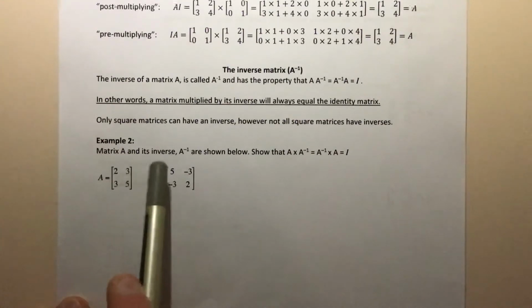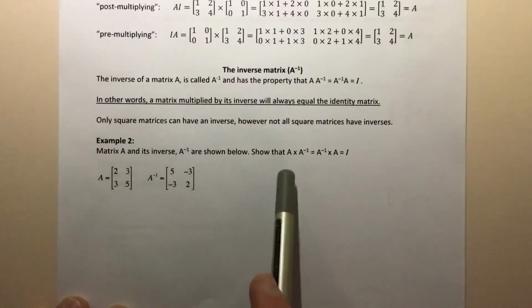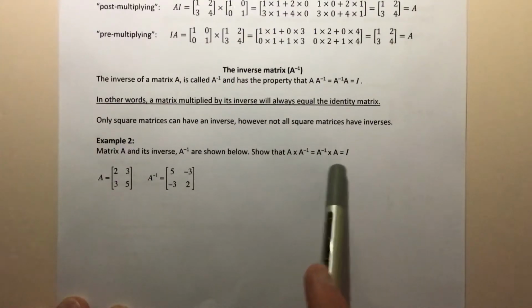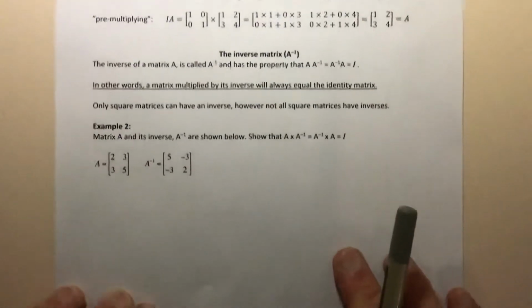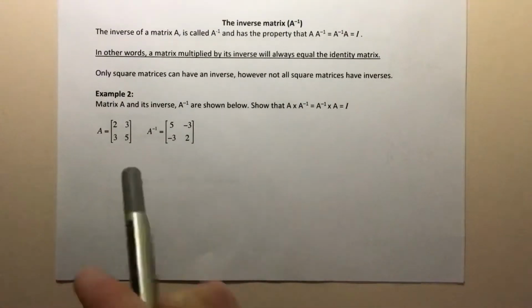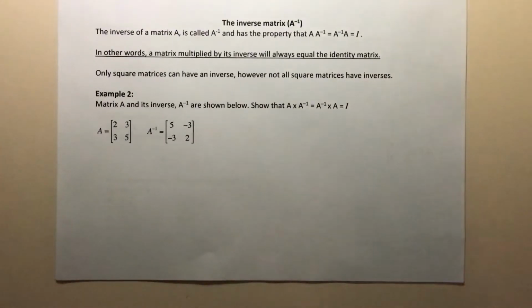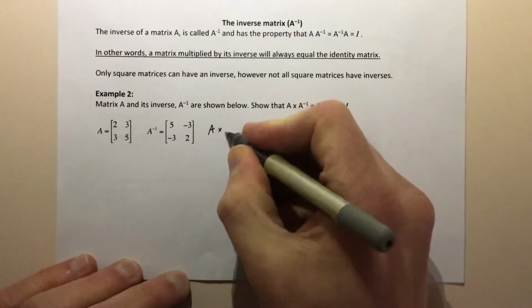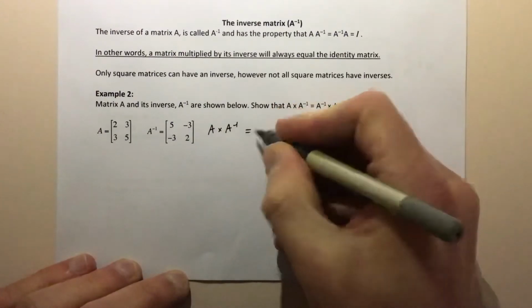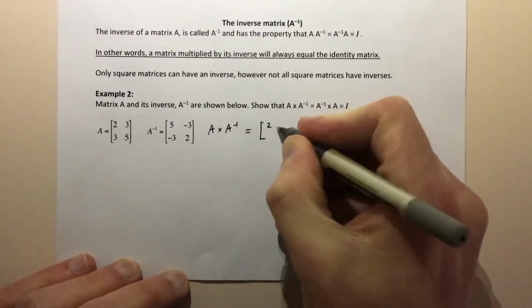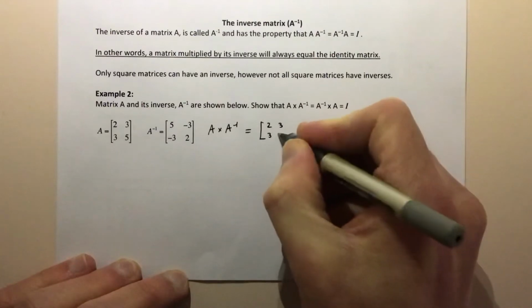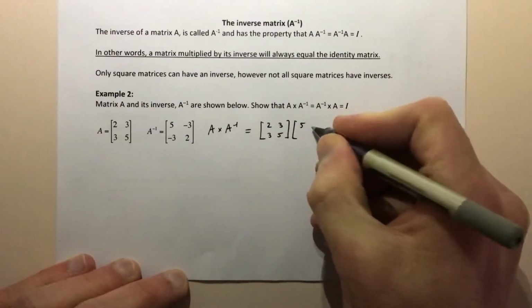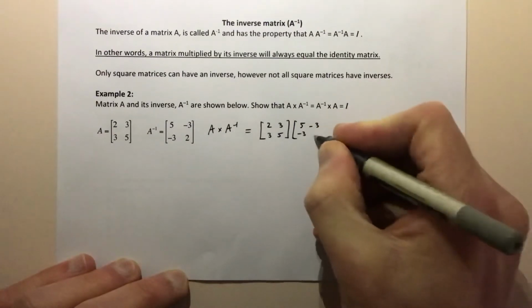We've got matrix A and its inverse shown below, and we're being asked to show that if we multiply the matrix by its inverse, whichever way around we do it, we're just going to get the identity matrix. So this is almost like proving that these two things are the inverse of each other. So let's do A times A inverse first, which would be the matrix 2, 3, 3, 5 times 5, -3, -3, 2.